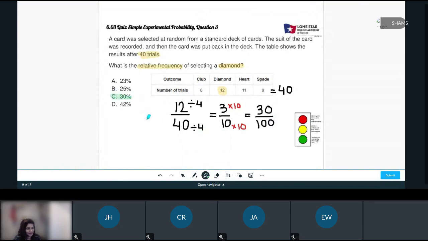Very good, Joycelyn. Right? And there's so many other ways to make it into a percent. Joycelyn, you used a different way than I did, but you can make it into a decimal, you can make it in so many different ways, so that's 30%.